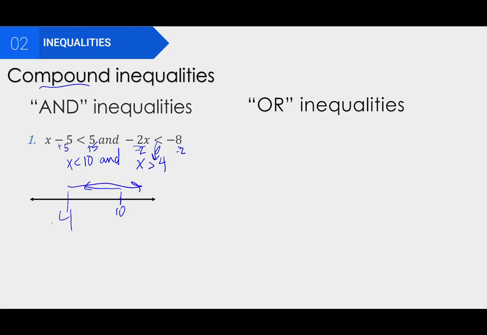So obviously, the number 11 is greater than 4, but it is not less than 10, and so it does not meet both criteria. Where our AND is true is where they overlap here in the middle. Oh, not closed circles. These are open circles. That's where they overlap, so you're going to have a line in between the two circles.